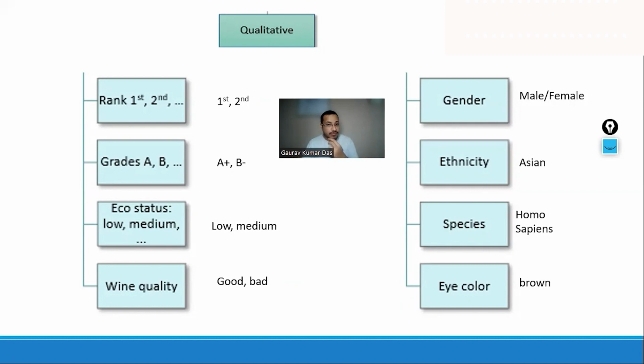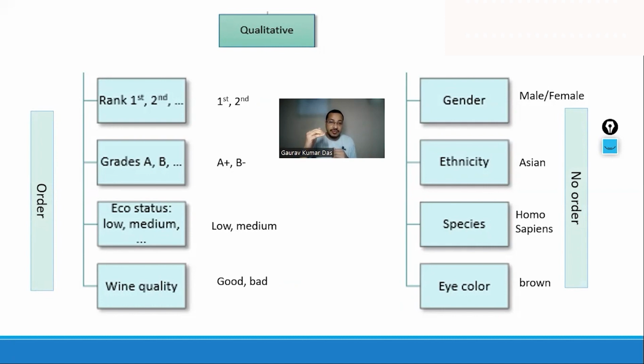However, if you look at these two sections carefully, you'll notice that on the left-hand side, the section seems to have some kind of order. May not be a numerical order, but some kind of hierarchy. First, second, third. A plus grade, A, B, C grade. Low, medium, high. Good and bad. There seems to be an order in this data. That is why it is called ordinal data.